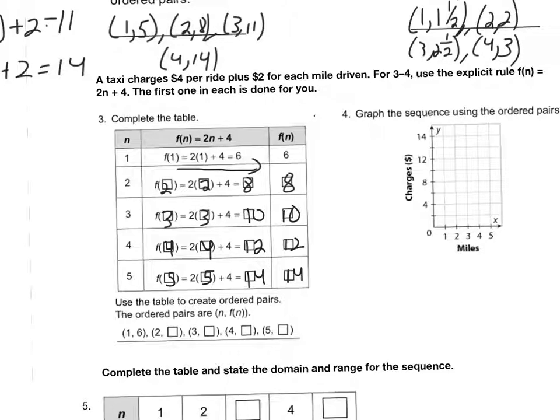Right. How would these look like as ordered pairs? Well, the first one's already given to you, 1, 6. The second one would be 2, 8. Third one would be 3, 10. Fourth one would be 4, 12. And last would be 5, 14. And if we graph it, we have 1, 6, which is right here, because the y-axis is going up by 2's. We have 2, 8, which is right here. We have 3, 10, which is going to be right here. 4, 12. And 5, 14.